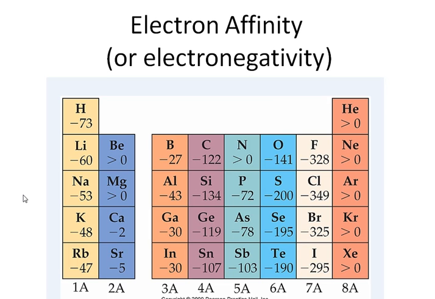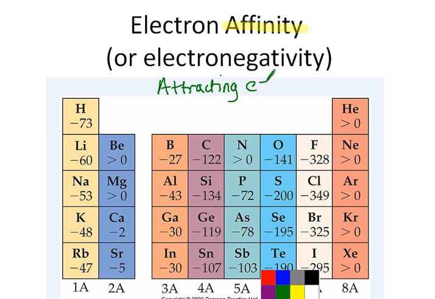All right, and then we've got electron affinity, otherwise known as electronegativity. Affinity up here means the ability to attract. It's got an affinity for, it loves electrons. How much does it love electrons? Well, that's what electronegativity tells us. And this is exactly the opposite of the ionization energy, because in this case we are attracting electrons. Okay, so this is the ability to attract electrons.